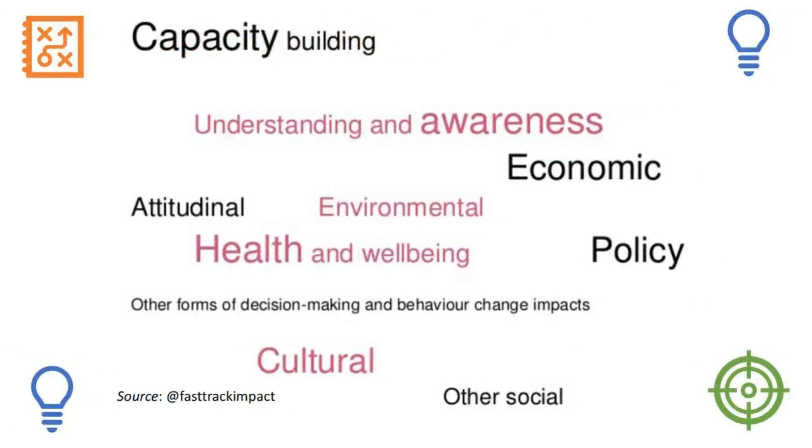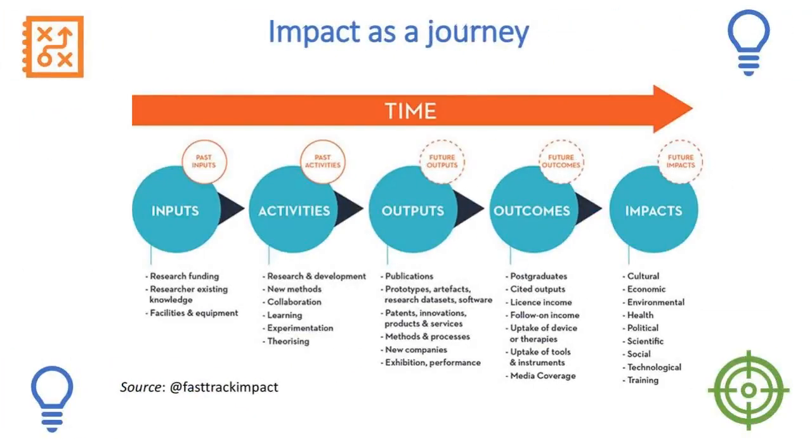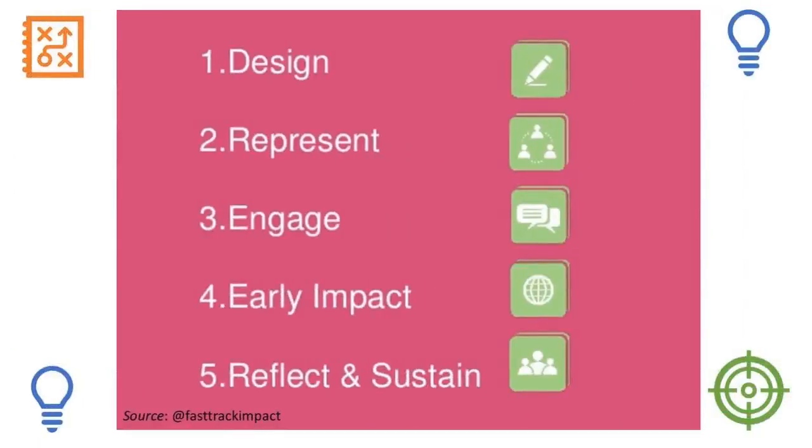We talk about capacity building, understanding and awareness, economic policy, health and well-being, cultural and other social aspects of our research as a way to drive up our impact and maximize our citations. Inputs, activities, outputs, outcomes, and impacts are key things to look at, key things to think about as you evaluate your work from beginning to end as a journey along that scale of research impact.